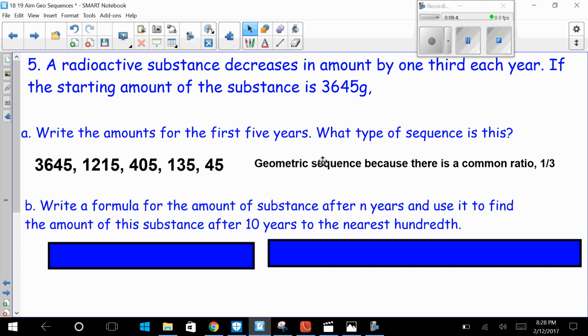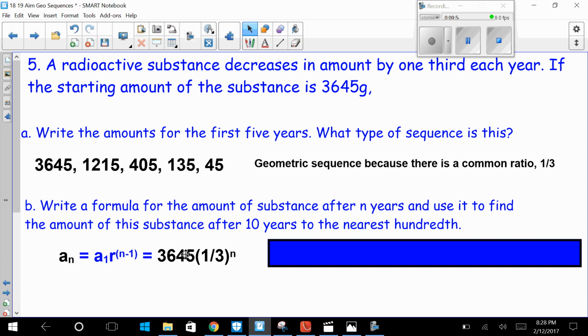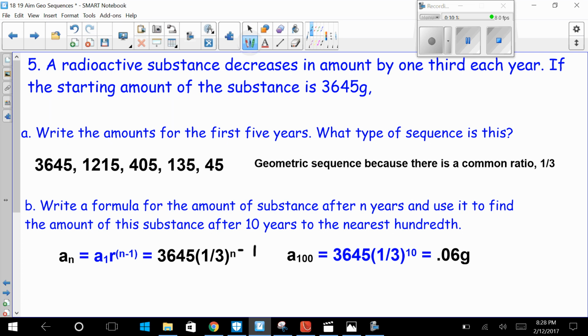Okay, part B, write a formula for the amount of substance after n years and use it to find the amount of this substance after 10 years to the nearest hundredth. So we're using the geometric sequence formula, which is that. A sub 1 is the original number, the rate is 1/3, the rate or the ratio, to the n minus 1. So it looks as if I made a boo-boo here. Let's put it in, no worries. That should be n minus 1. And so this should be n minus 1, so that'll be a slightly different answer.